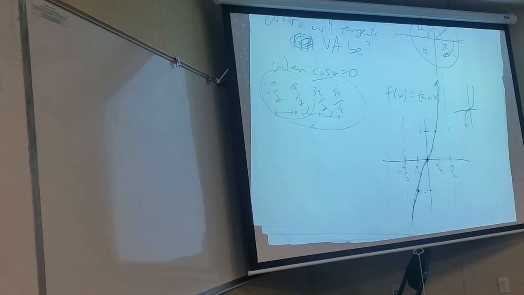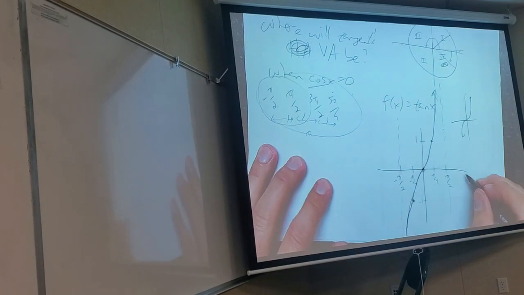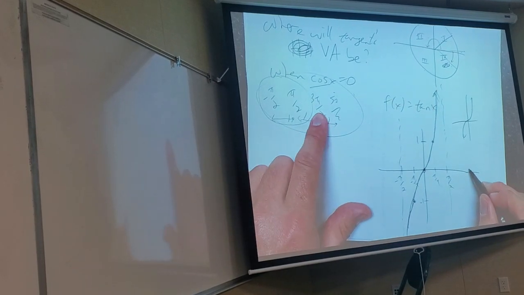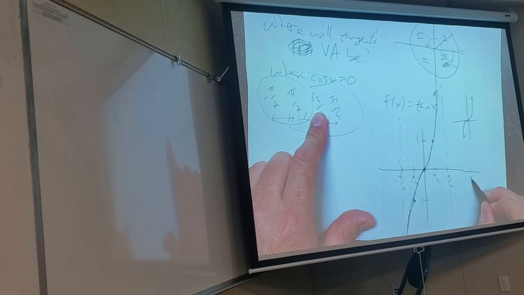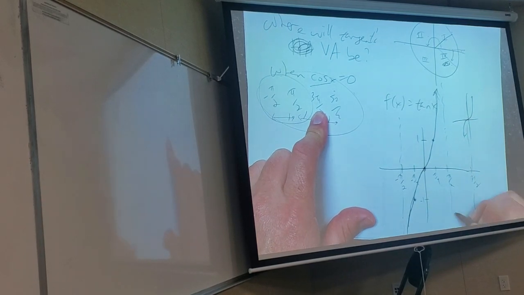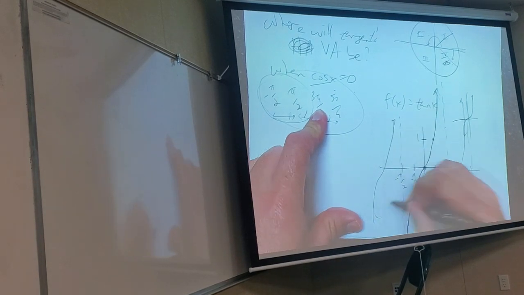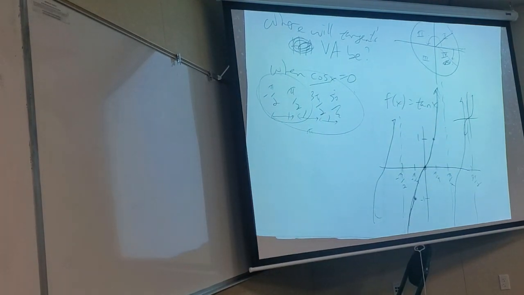Okay. And then guess what it does? Now I can go over to 3 pi over 2. And it's going to just repeat the same shape. And it's going to repeat the same shape forever and ever in both directions. Just like cosine and sine repeat their patterns forever and ever. Okay, maybe.